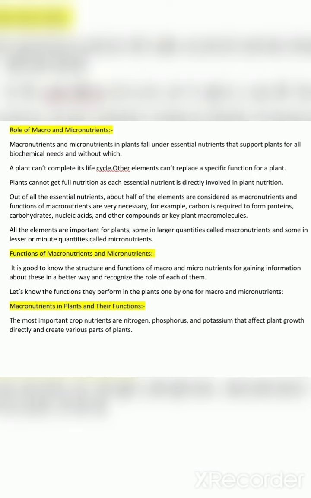Out of these, the most important ones are nitrogen, phosphorus and potassium, which directly affect plant growth and actually create various parts of the plants. Nitrogen is an important component of chlorophyll, which plays a vital role in photosynthesis. So these are the importance of macronutrients in plants.